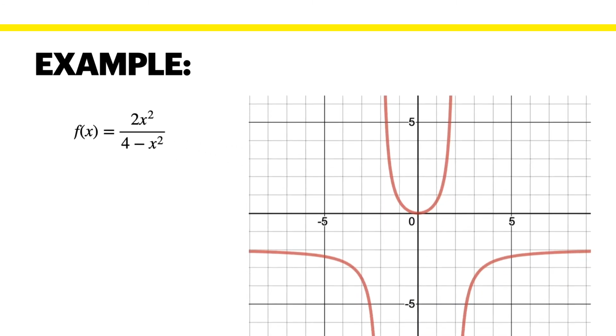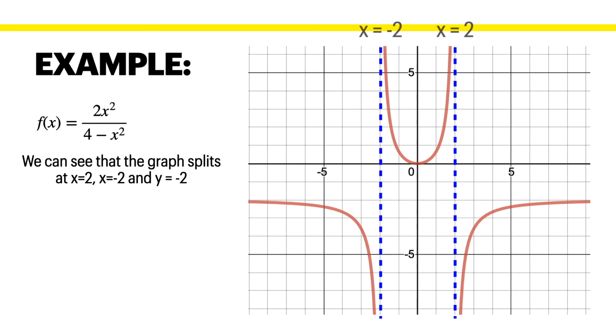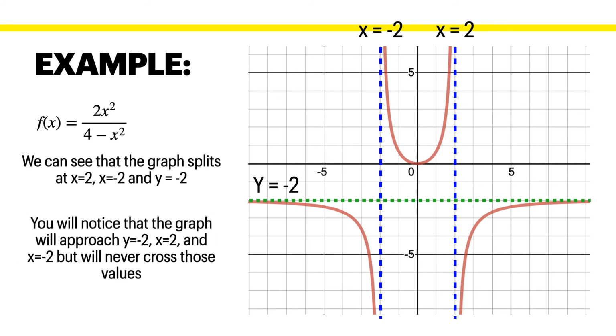So let's analyze an example. We have f of x equals 2x squared over 4 minus x squared. Let's graph this. Using a tool, it gave me this beauty. It's really symmetrical. Now, we can see that the graph splits at x equals 2 and x equals negative 2. Those are the asymptotes. And y equals negative 2 is a horizontal asymptote. The graph will approach y equals negative 2, x equals 2, and x equals negative 2, but will never cross those values.